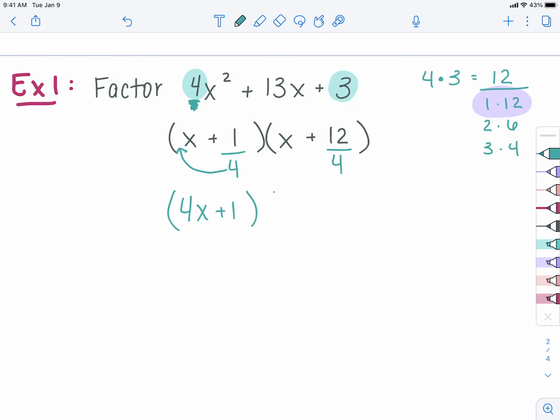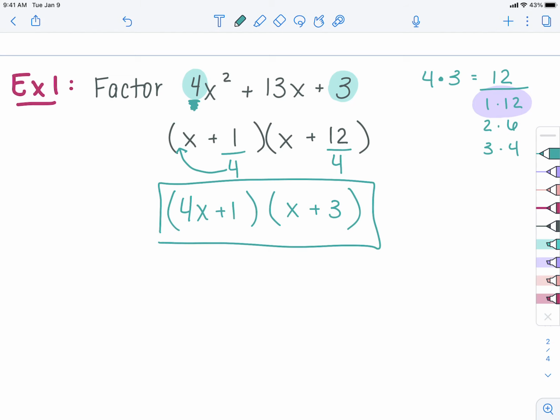My second set of parentheses, x plus 12 over 4, or 12 divided by 4 just gives us 3, right? We can simplify that one. So if we can simplify it, we do. If not, we bring the bottom up. And that is our final answer.